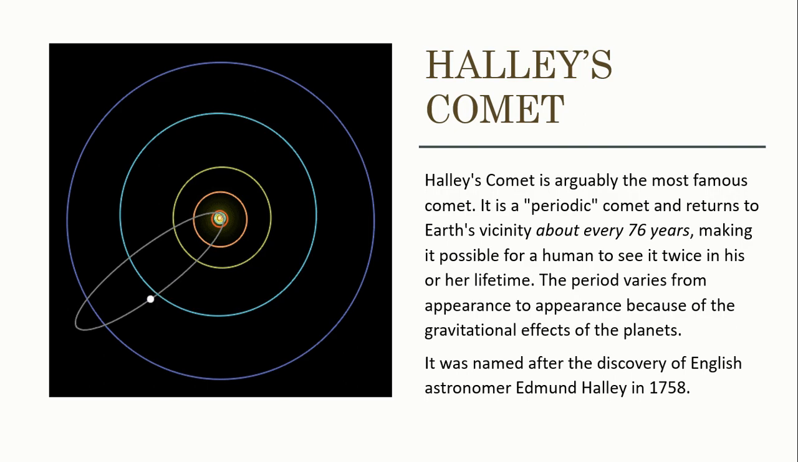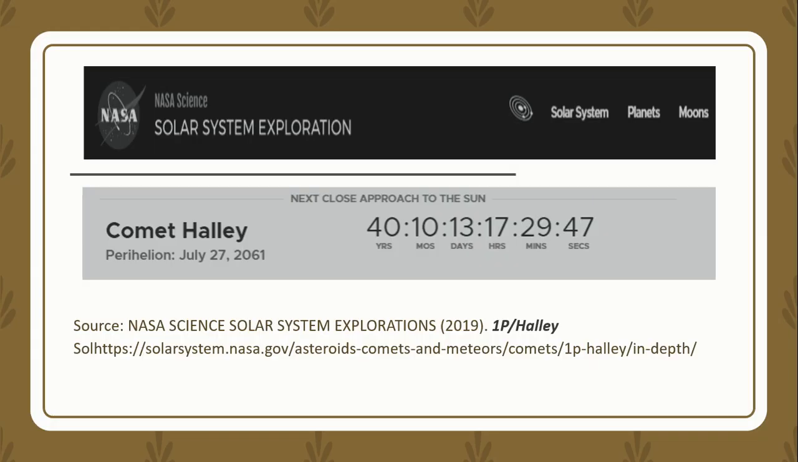Until Neowise comet, Halley's comet is arguably the most famous comet. It is a periodic comet and returns to Earth's vicinity about every 76 years, making it possible for a human to see it twice in his or her lifetime. The period varies from appearance to appearance because of the gravitational effects of the planets. It was named after the discovery of English astronomer Edmund Halley in 1758. Because of its popularity, NASA even set up a countdown timer to await the next approach of this comet to the Sun.